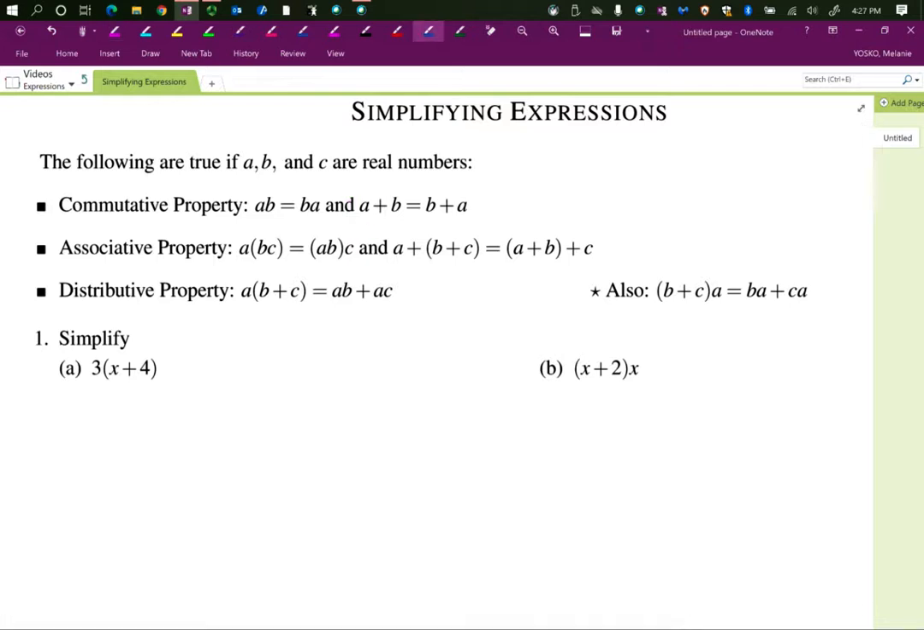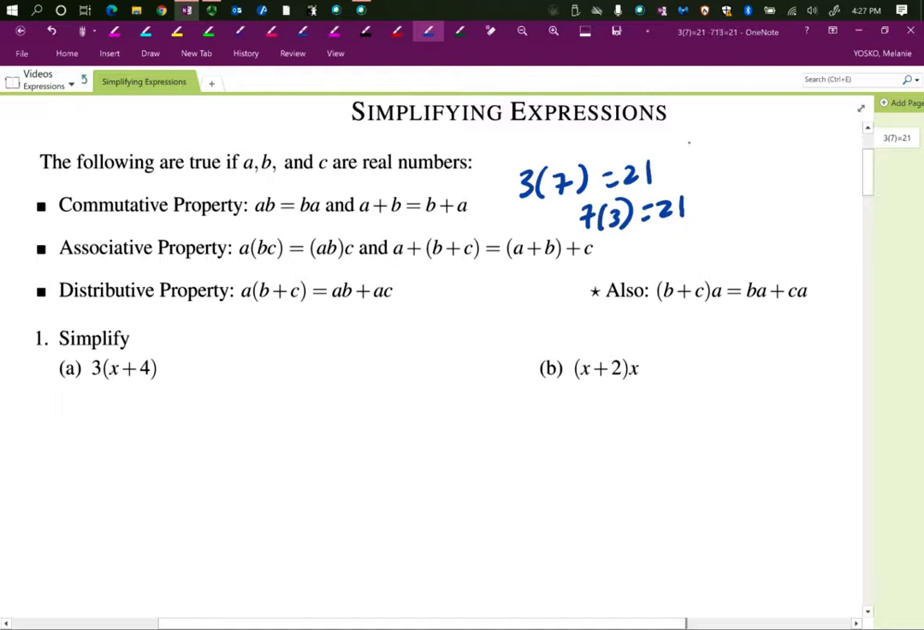So think about an example of this. 3 times 7, that's 21. And don't you get the same thing if you do 7 times 3? Yep. So that's an easy example of commutative. Let's also use 3 plus 7 for addition, commutative over addition. 3 plus 7 is 10, but 7 plus 3 is also 10. So the commutative property is true for multiplication and for addition.